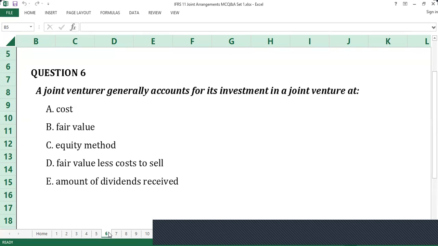Time up. The answer to question number 6 is C, equity method. Generally, equity method is used to account for investment in a joint venture. Cost basis or fair value basis may be used where exceptions or exemptions apply under IFRS 11 and other reference standards therein. C is the answer to question number 6.